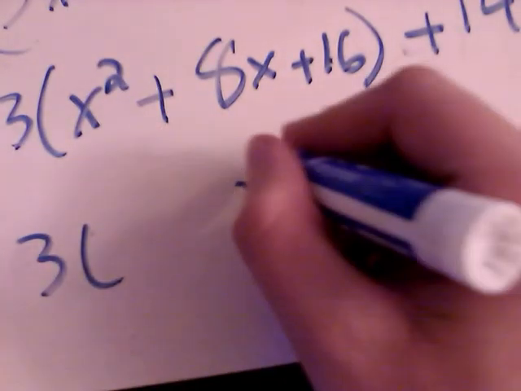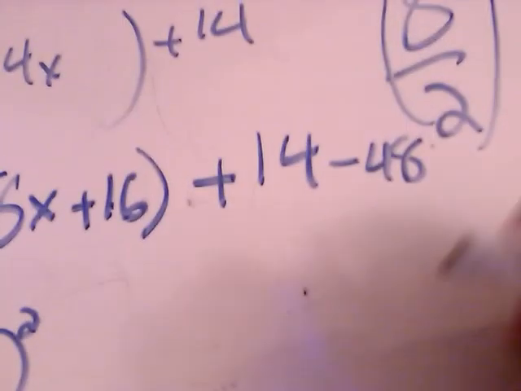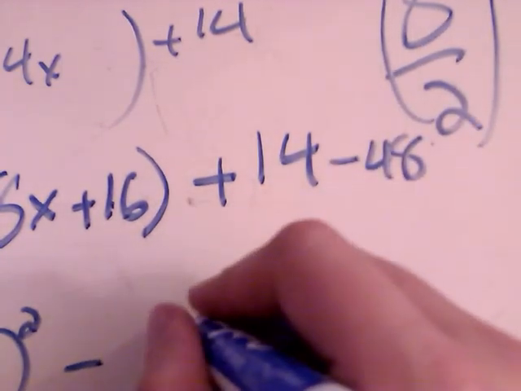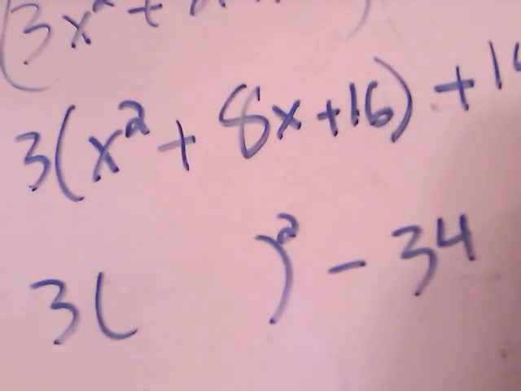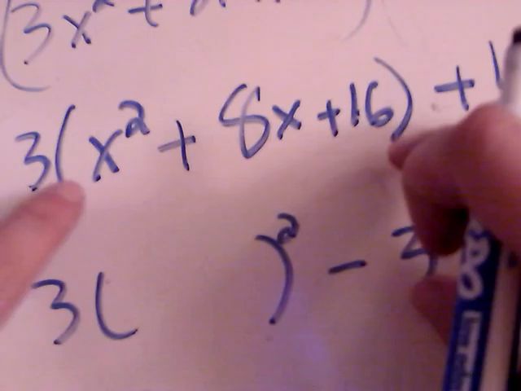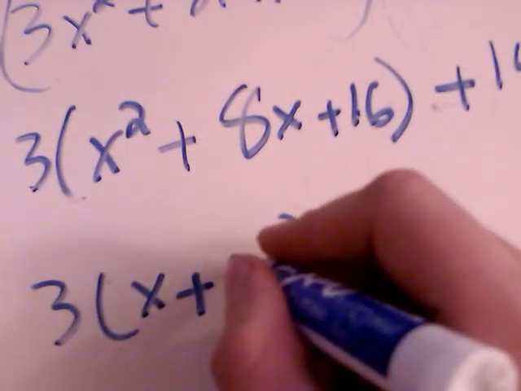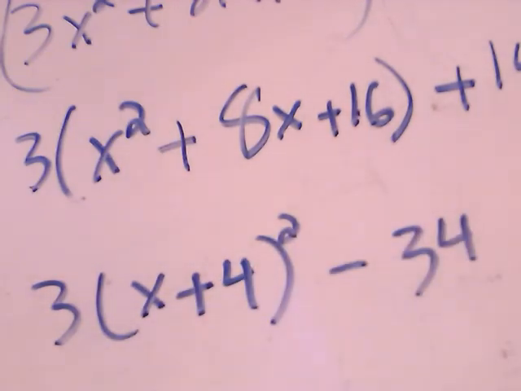We have to factor. Let me look here. We have a positive 14 subtracted by 48. So we're going to have negative 34 on the outside. Now we look inside the parentheses here. Factors of a positive 16 that add up to positive 8. And they have to be the same number. So x plus 4 goes on the inside. So that would be my answer when I convert it to vertex form.